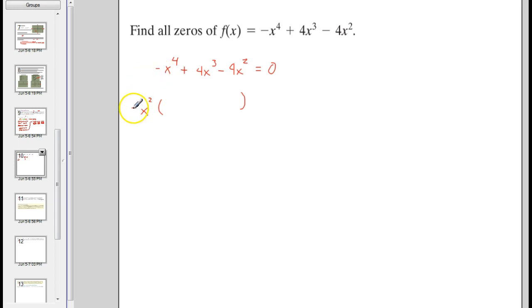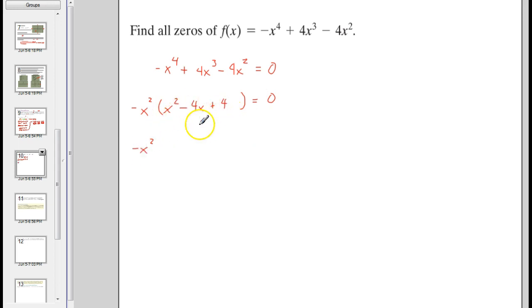Alright, so a negative divided by negative is a positive. X to the 4th divided by x squared is x squared. Positive divided by negative is a negative. 4x cubed divided by x squared is just 4x. Alright, and then a negative divided by negative is a positive. 4x squared divided by x squared is just 4.